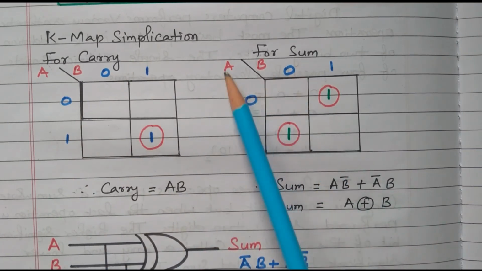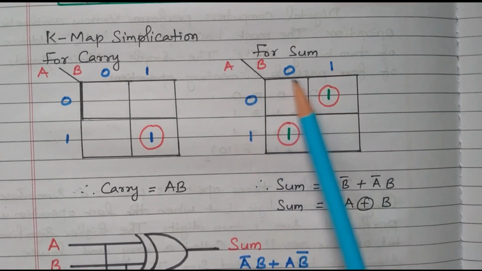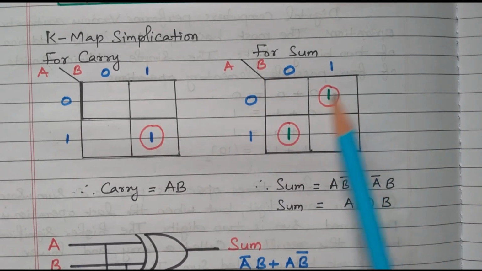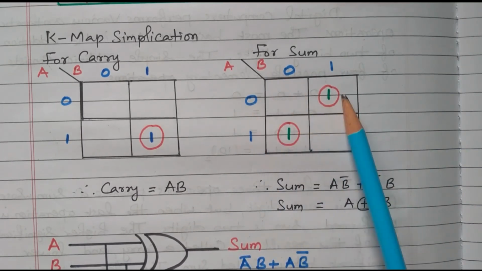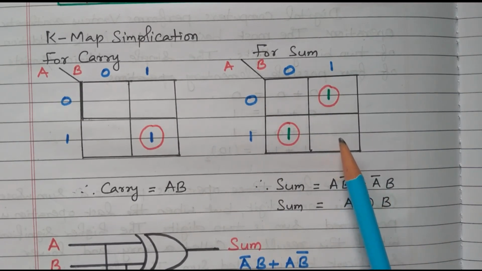Similarly for sum, A is available vertically, B is available horizontally, 0 1 0 1. So two possibilities, right? 0 1 and 1 0. 0 1 means it is A bar B. 1 0 means it is A B bar, right? So A B bar plus A bar B. By using K map or directly we can write the expression. A B bar plus A bar B is nothing but the exclusive OR gate, A exclusive OR B.